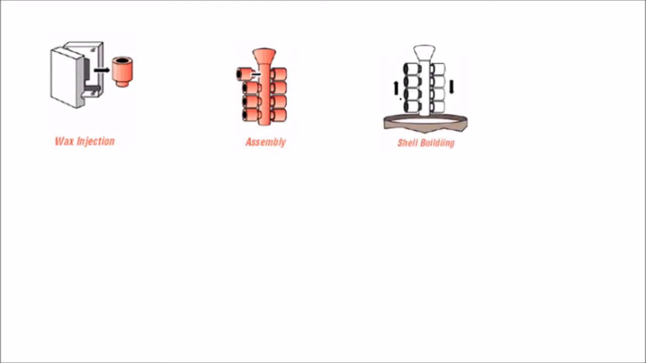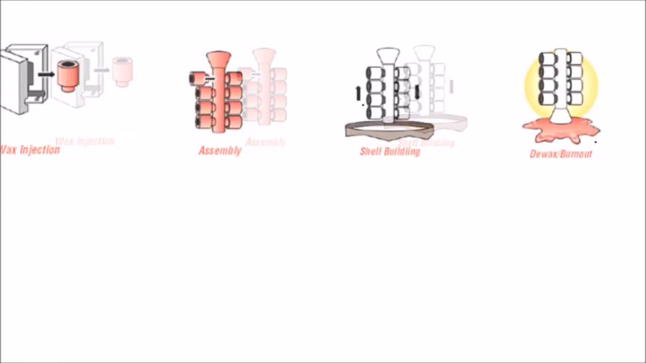First, wax patterns of the desired castings are produced by an injection molding machine. Second, the wax patterns are attached to a runner. Third, the shell is built by dipping the wax assembly in a liquid ceramic slurry and then into a fine sand. Fourth, after the ceramic is dry, the wax is melted out, creating a vacancy within the shell.